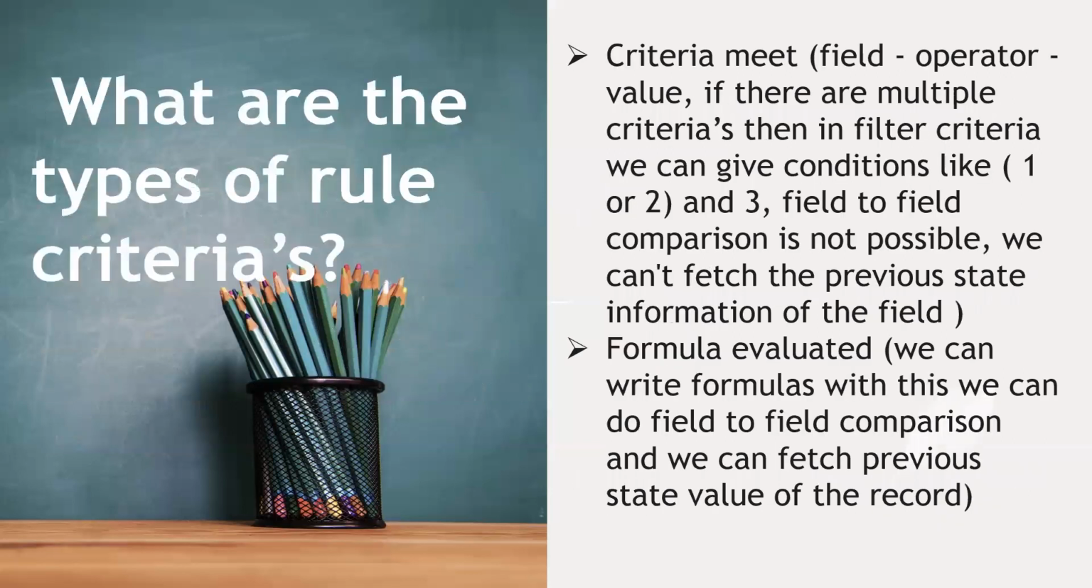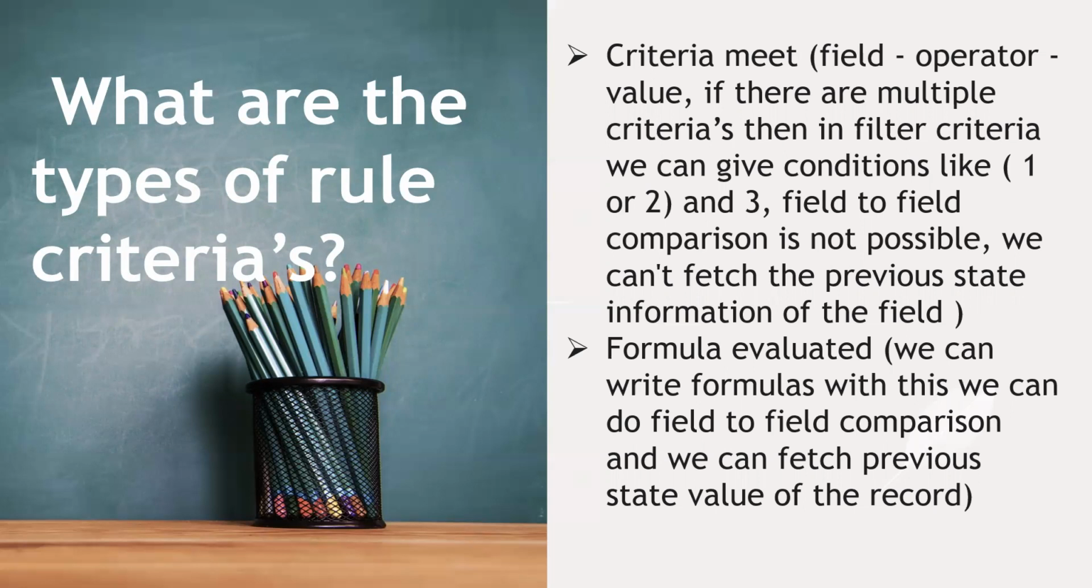See here, what are the types of rule criteria? We have two types of criteria. One is criteria met, and the second one is formula evaluated. Criteria met means, like, case status equal to high, and case not closed equal to true. So these are the two conditions. These conditions can be met at field level. That's the one type of criteria.